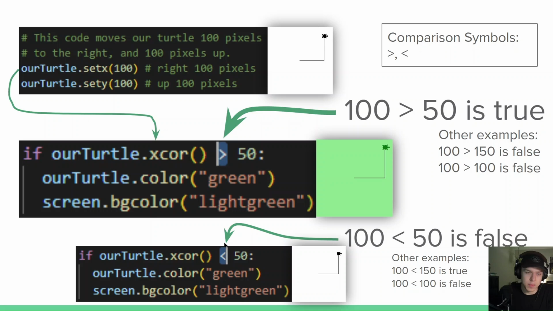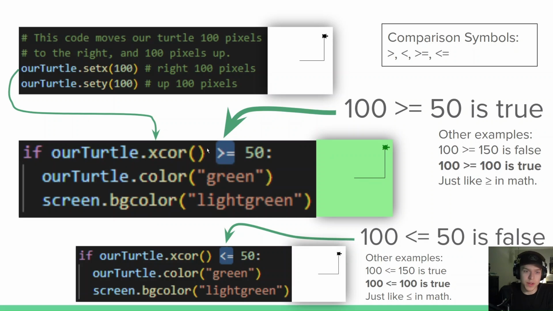Below it is the less than symbol. The less than symbol makes the condition true only if the left side is less than the value on the right side. As you can see here, that is false.